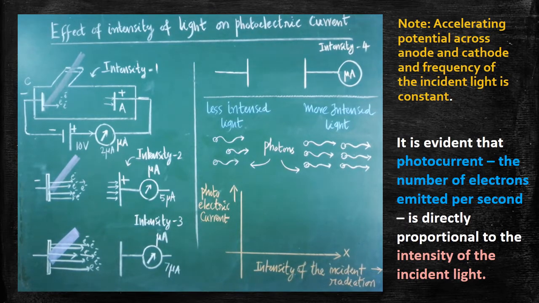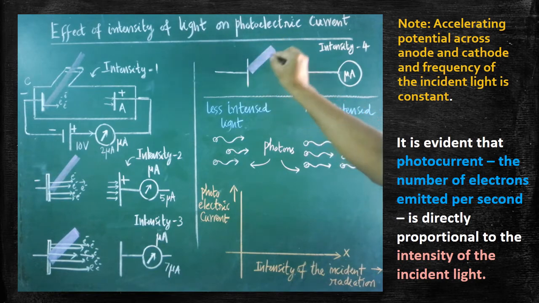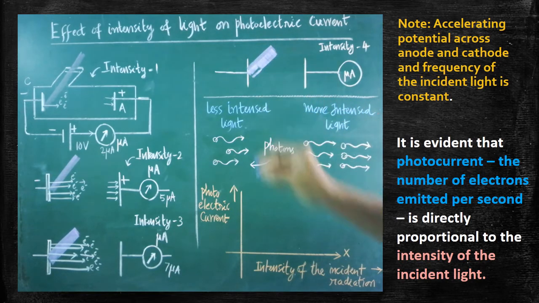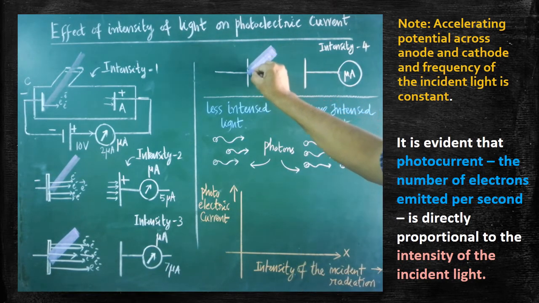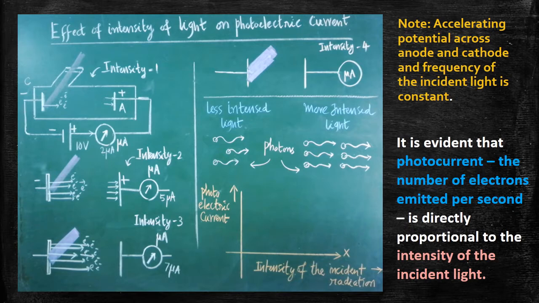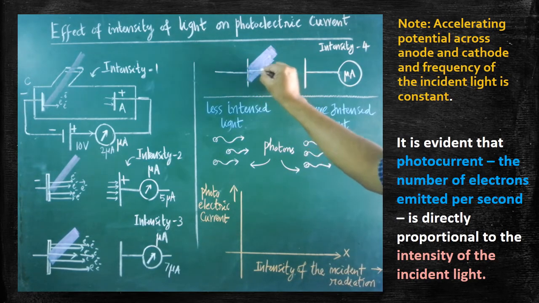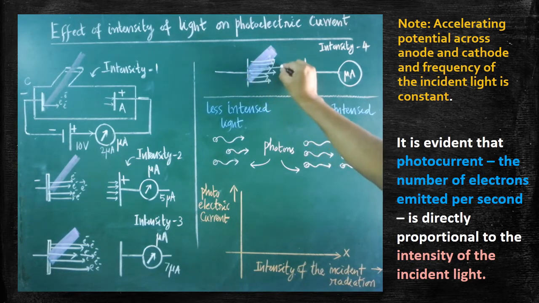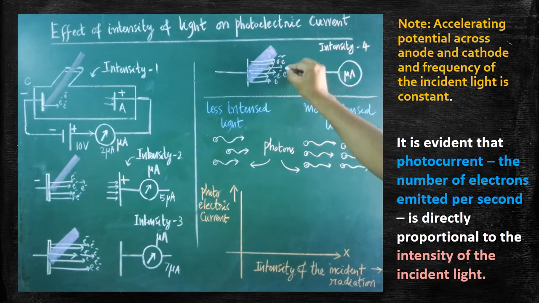Now the intensity of the incident beam of light is still more. Are you clear? Highly intense light is made to incident on the metal surface. So due to the incidence of the highly intense light, more and more number of photoelectrons will be ejected out from the metal surface. Are you clear? So the electron emission will be more when the intensity of light is more.